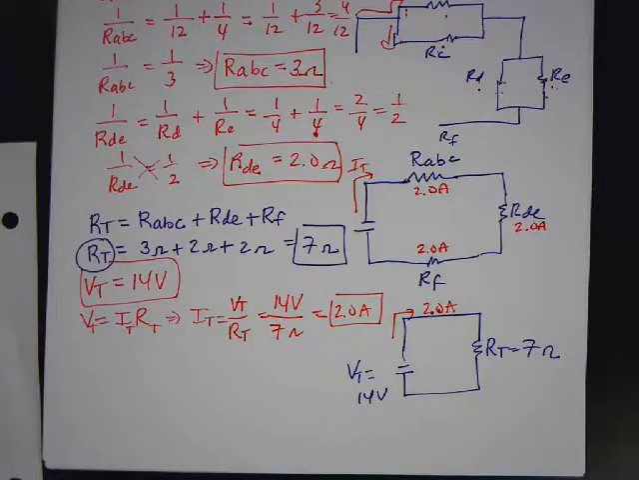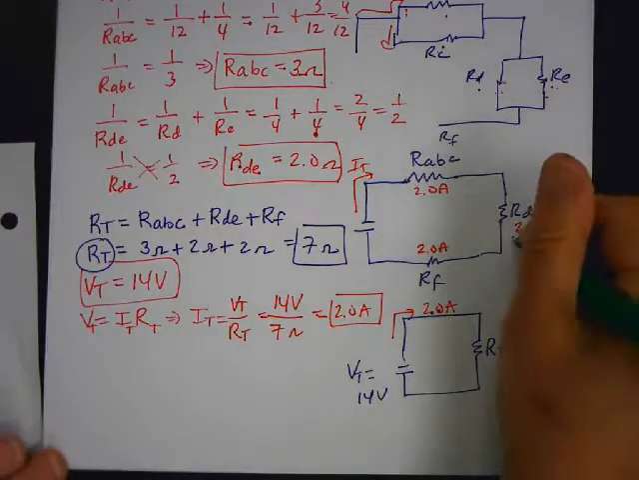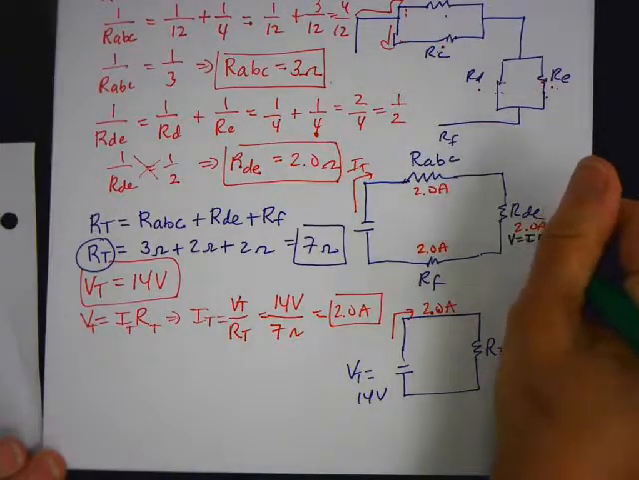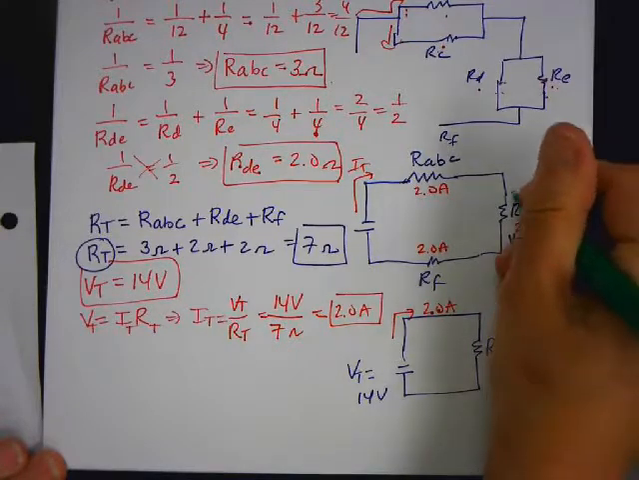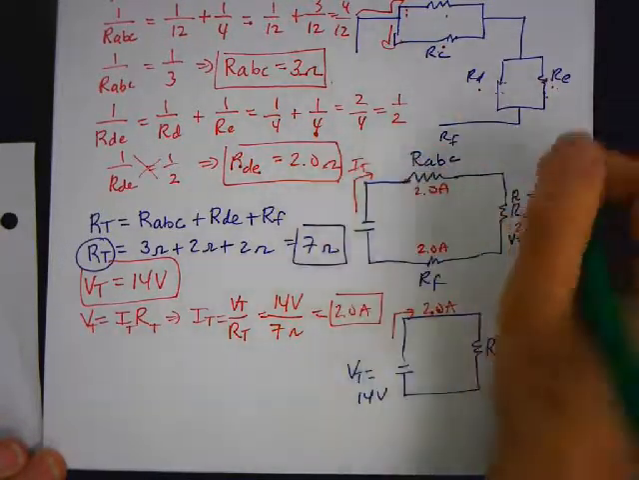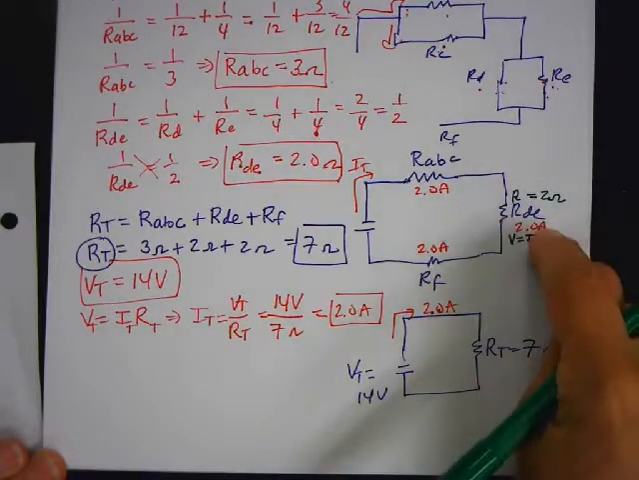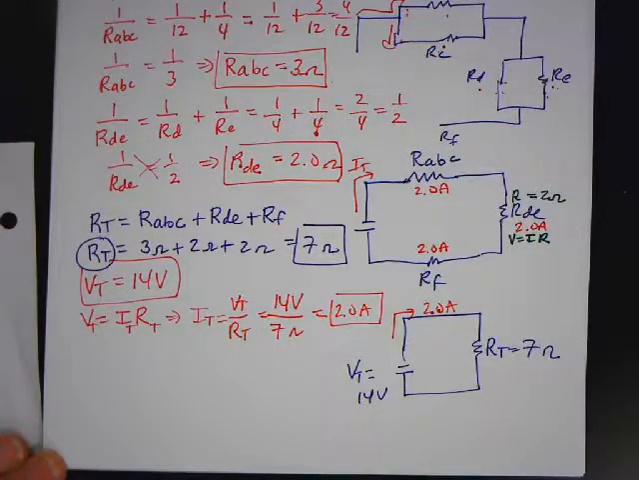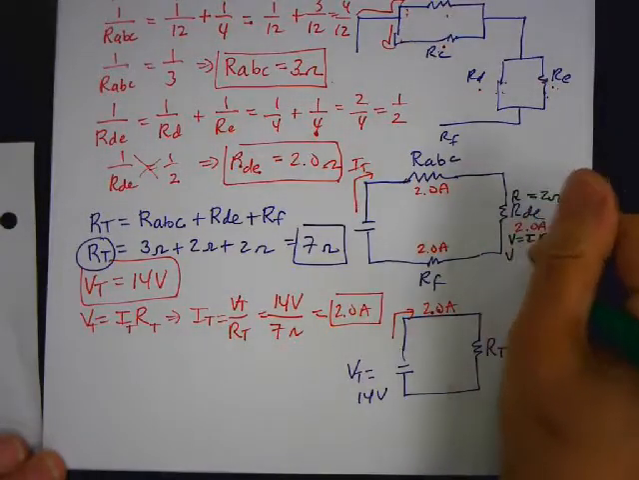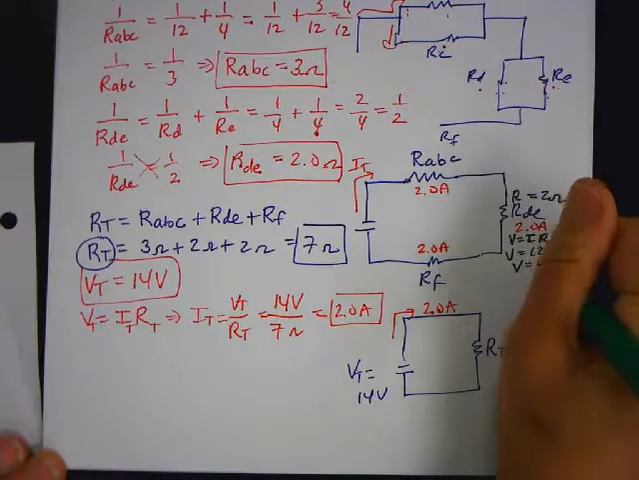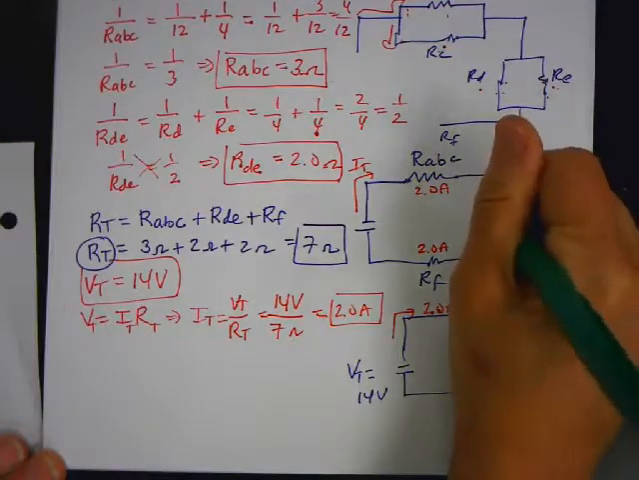Now, I'm going to apply Ohm's law. So I'm going to say here, V is equal to IR. This R was 2. So if I have R and I have I, can I find V? Yes. So V is equal to 2 times 2. So the voltage drop here, this is 4 volts.